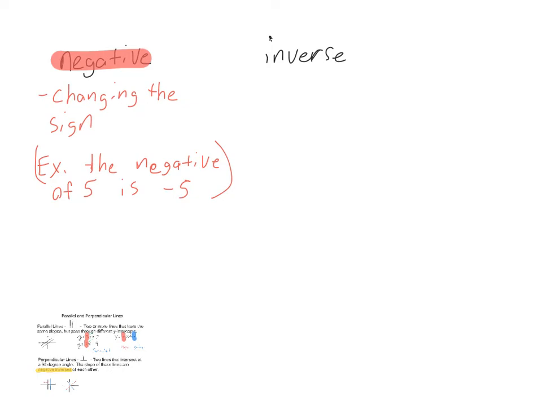Also, I could go from -17 to +17. The negative is just changing the sign, either from positive to negative or negative to positive. No trick there.